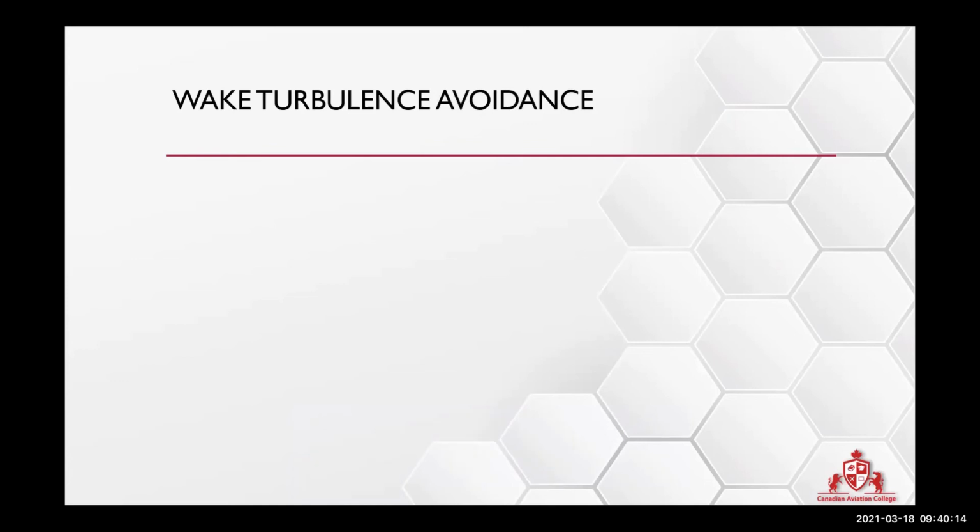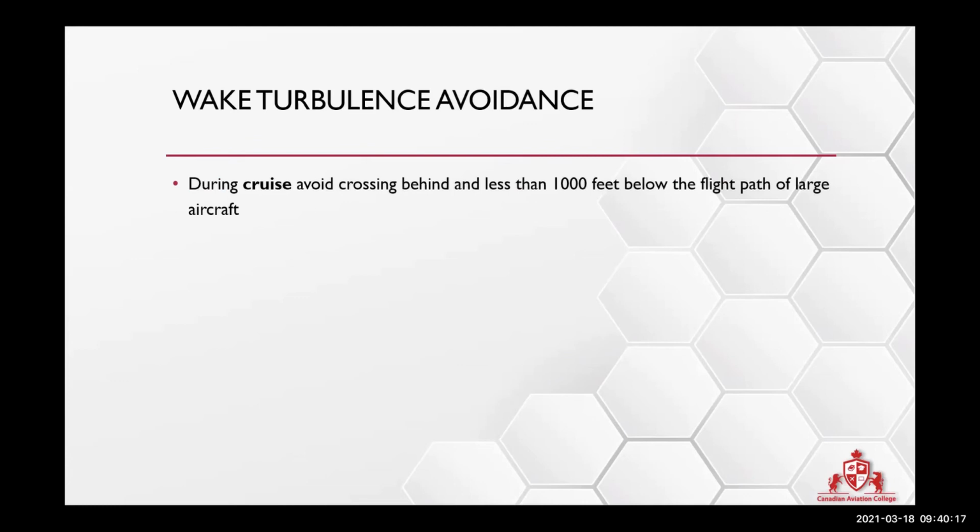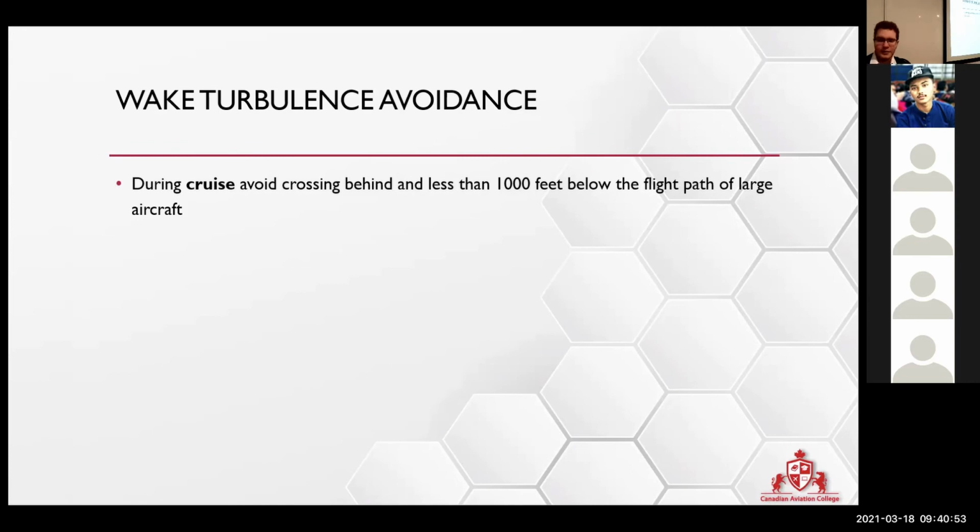Wake turbulence avoidance. So, during cruise, avoid crossing behind and less than 1,000 feet below a larger aircraft. So don't be behind them because that's where the wake turbulence will be, right? And don't be 1,000 feet below because keep in mind, as the airplane is flying, the wake turbulence will still go slowly downwards, all right? And when that happens, it will hit you, even if you're underneath them a little bit, all right?